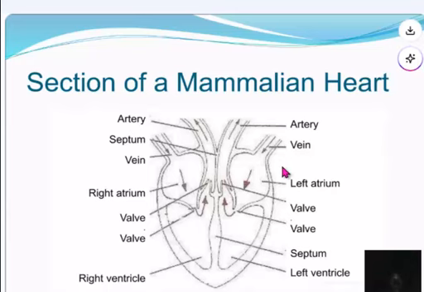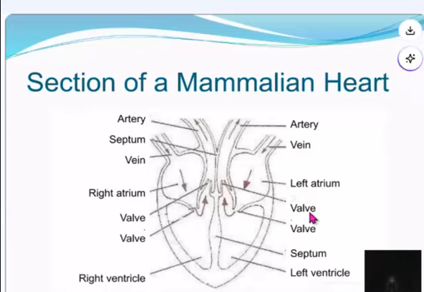What is a mammal? These are animals whose bodies are covered with hair. Artery, septum, vein, artery. There is something I want you to understand here. You can see that the arrow of the artery is different from the direction of that of the vein. There is a reason for that, and we'll discuss it as we go on.